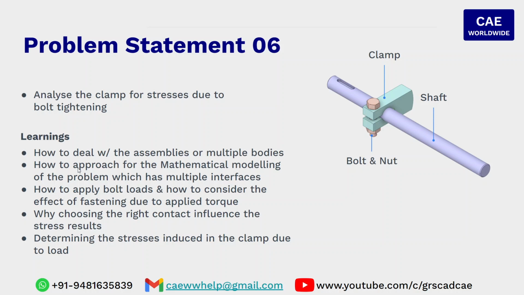By solving this problem, we learn how to deal with assemblies or multiple bodies, and how to approach the mathematical modeling of a problem with multiple interfaces, because we have to define the connections or contacts between bolt, clamp, nut, and clamp and shaft. Then how to apply the bolt loads and consider the effect of fastening due to the applied torque. We have a special command in ANSYS called bolt pretension, and we learn how to use it. Why choosing the right contact influences the stress results. Then determining the stresses induced in the clamp due to the load.